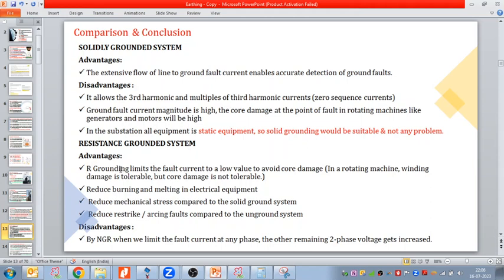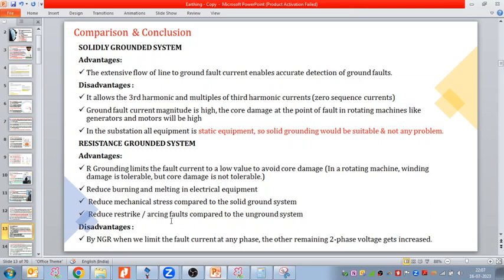Resistance grounding system advantage: resistance grounding limits the fault current to a low value to avoid core damage in rotating machine winding. Winding damage is tolerable, but core damage is not tolerable. Resistance grounding reduces the burning and melting in electrical equipment. It reduces mechanical stress compared to the solid grounding system. It reduces re-strike or arcing fault because your current has been reduced.